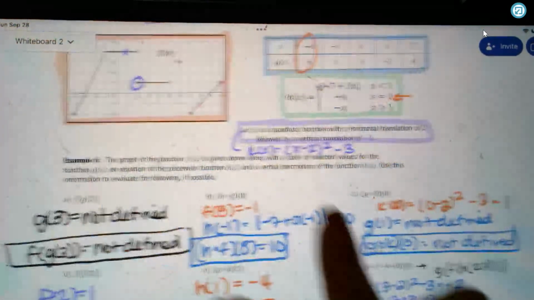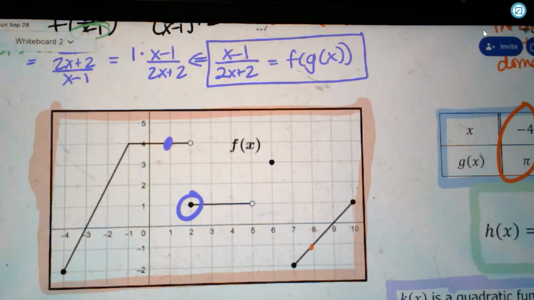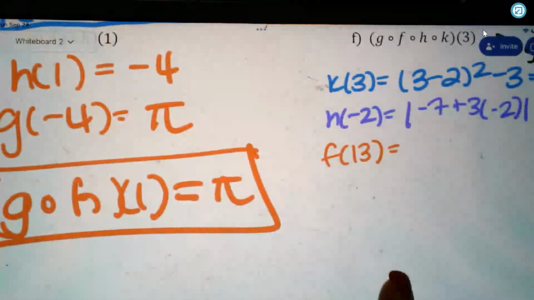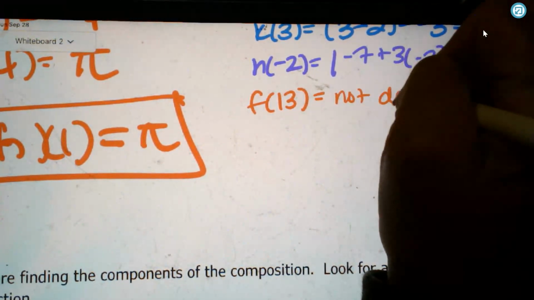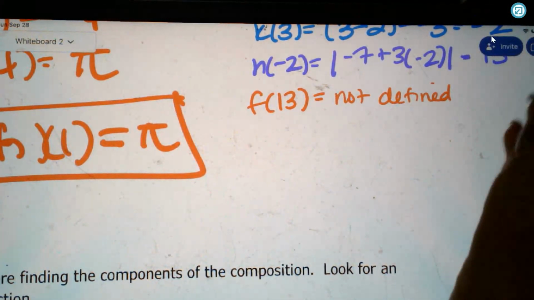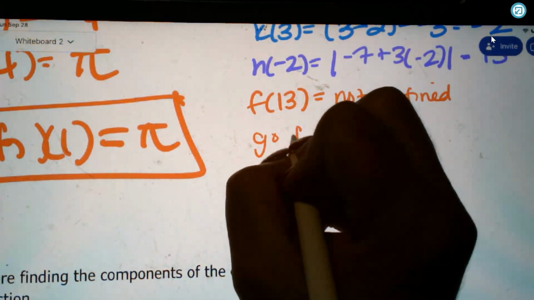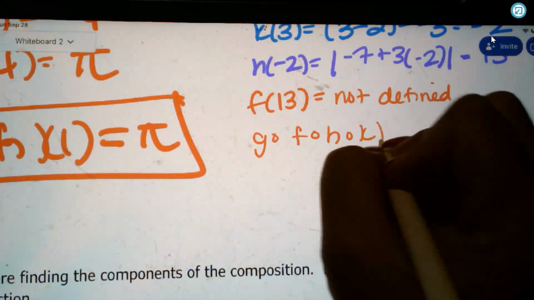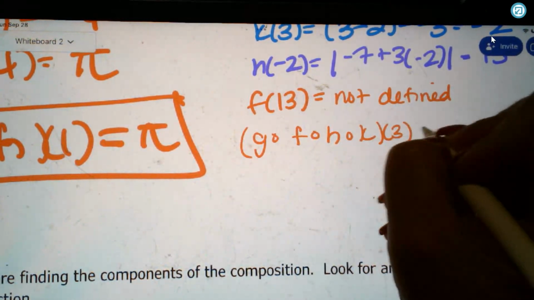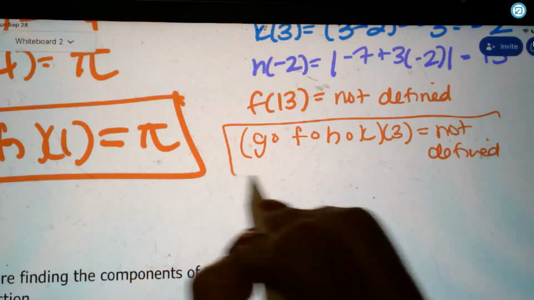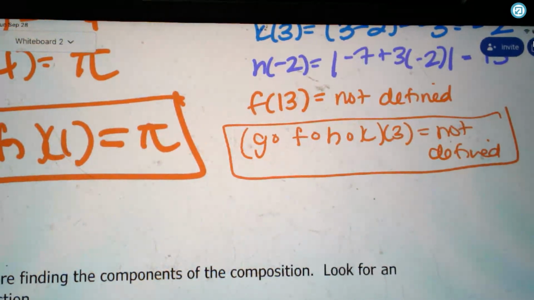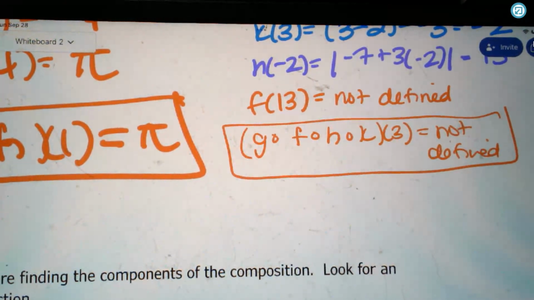Well, if I go back up here and look on my graph, I don't have a 13. Therefore, F of 13 is, in fact, not defined. And if that one is not defined, then we can say about the entire thing, G of F of H of K of 3, is not defined. So again, we were good to go until that very last one. We didn't have a value for F of 13, so therefore we are not defined for the entire composite function.